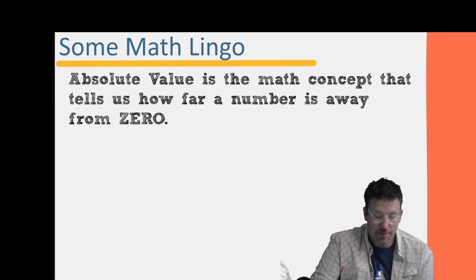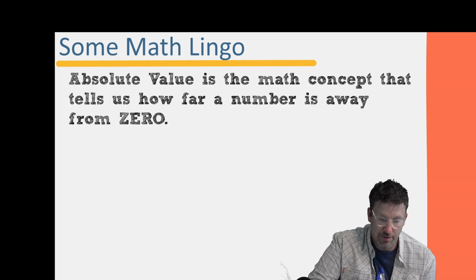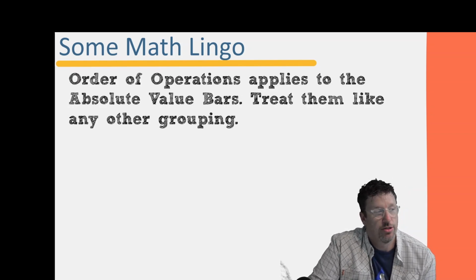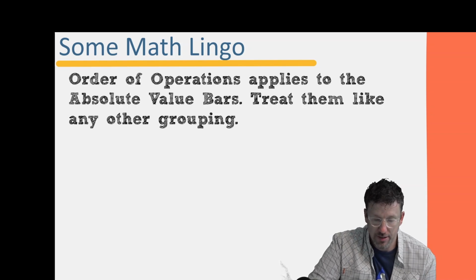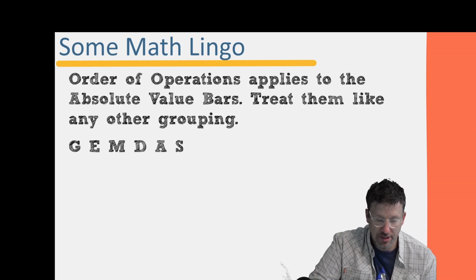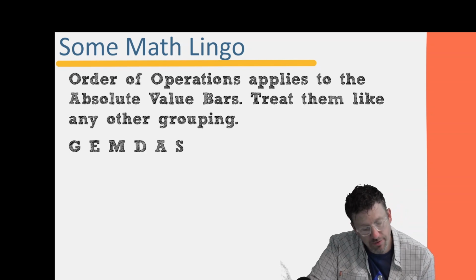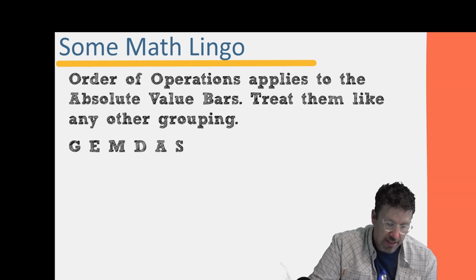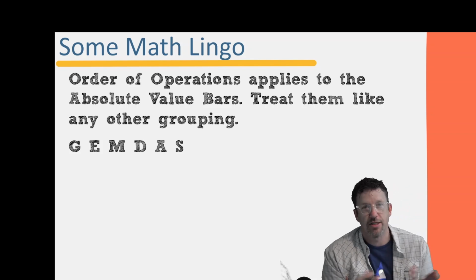All right, so that's just catching up and making sure we understand absolute value. It's the math concept that tells us how far we are away from 0. Now, order of operations applies to the absolute value bars. You treat them like any other groupings. Remember that order of operations thing, GIMDAS? Some of you may say PEMDAS. I like to say GIMDAS because of grouping. Absolute value bars group something inside, parentheses group something inside, brackets group something inside.